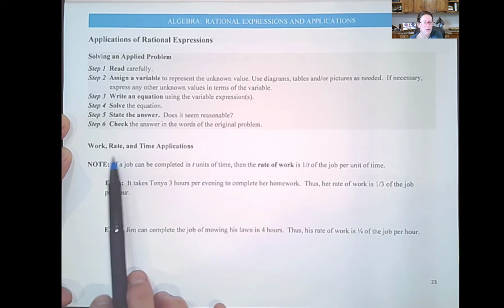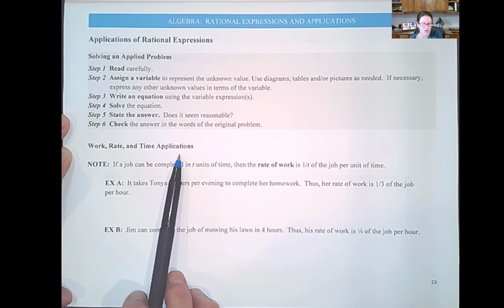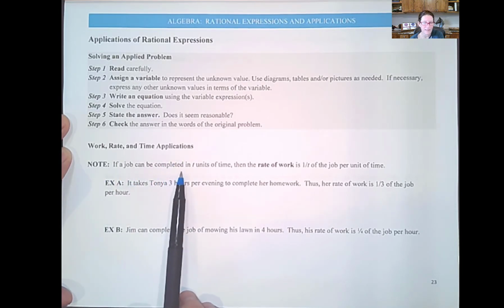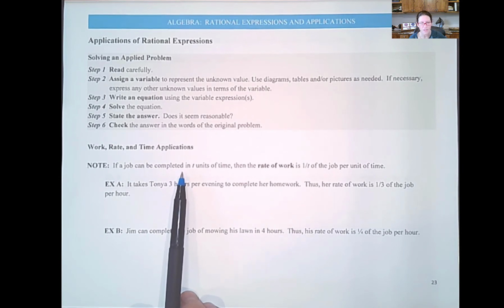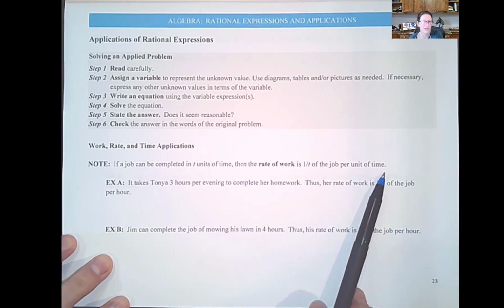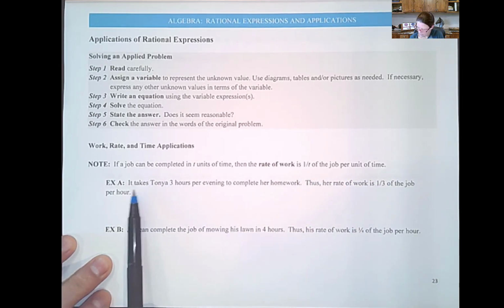Well, let's prepare to solve work, rate, and time applications, and start with a note. If a job can be completed in T units of time, then the rate of work is 1 over T of the job per unit time. Well, let's make some sense of this.